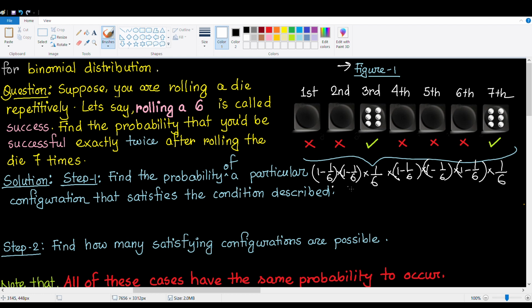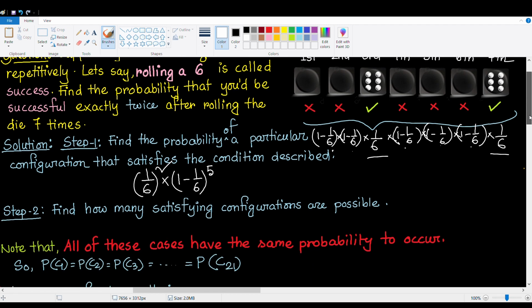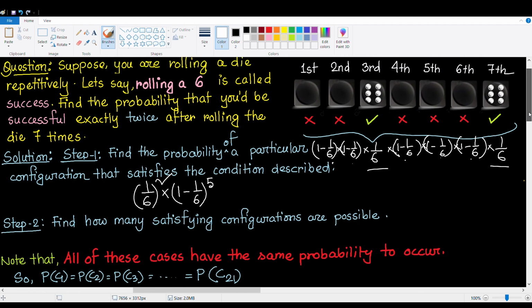Now there are 1, 2, 3, 4, 5 unsuccessful experiments, which will raise the probability of 1 minus 1 by 6 to the power 5. And then there are 2 successful experiments which will leave us with 1 by 6 squared. So this is the probability of rolling 2 sixes in the third and 7th turn. Now step 2.